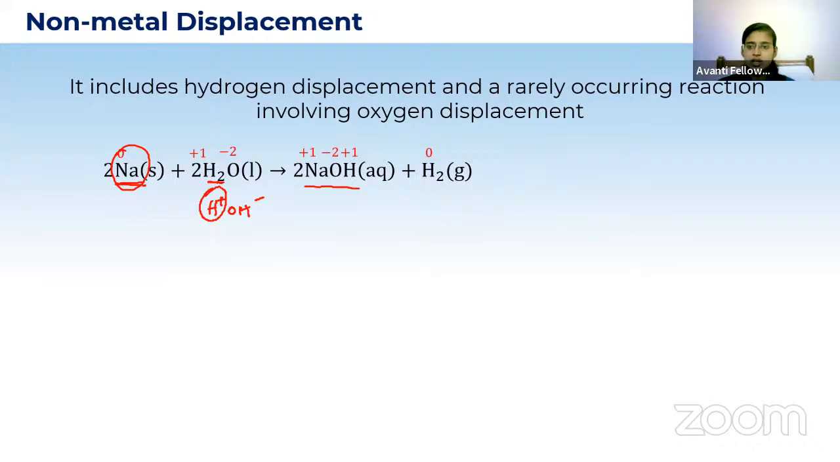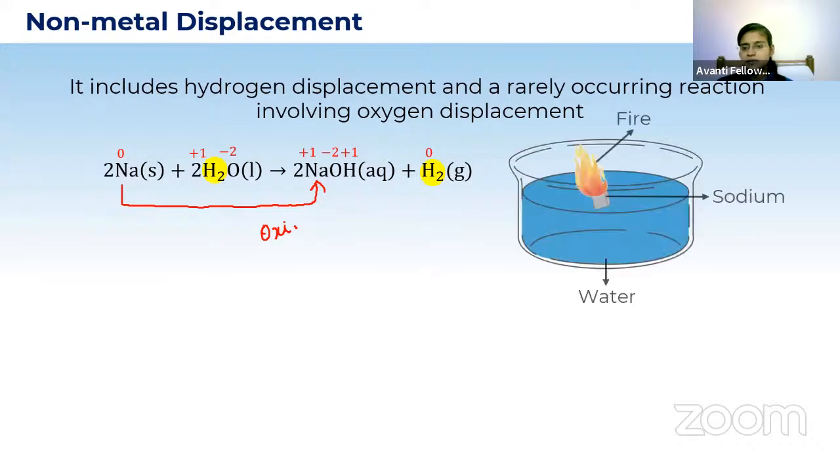Now the oxidation state of hydrogen, you see. The oxidation state of hydrogen is changing from +1 to 0. So it is actually reduction. Hydrogen is undergoing reduction in this case. And if you look at sodium, it is moving from 0 to +1. So it is oxidation. Sodium is undergoing oxidation and hydrogen is undergoing reduction. Got it?